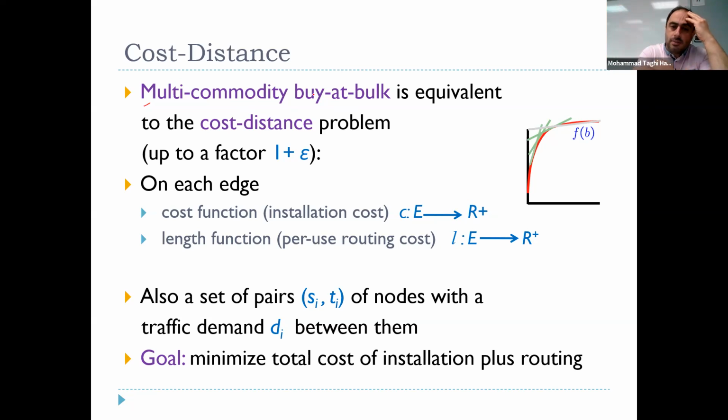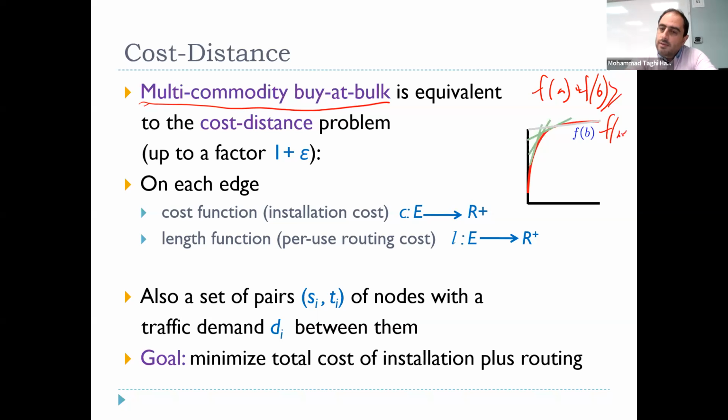So in the multi-commodity buy-at-bulk, is this f of b? We are assuming it is concave, but more generally, you can just think about it as subadditive. And subadditive essentially means that f of a plus f of b is greater than or equal to f of a plus b. So this is, in some sense, subadditive. You can define it as like concave.